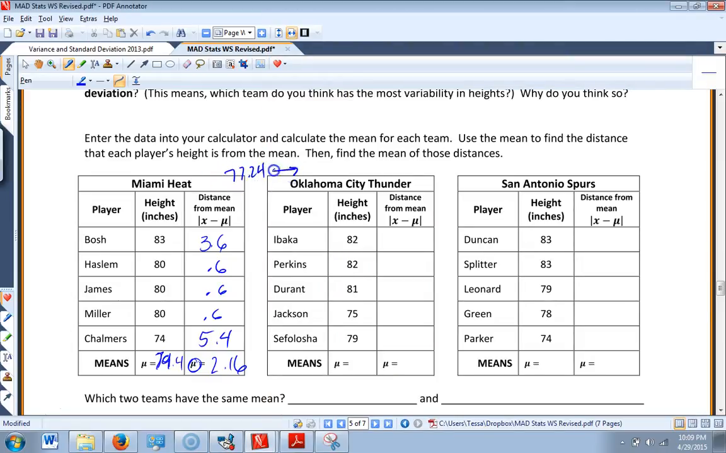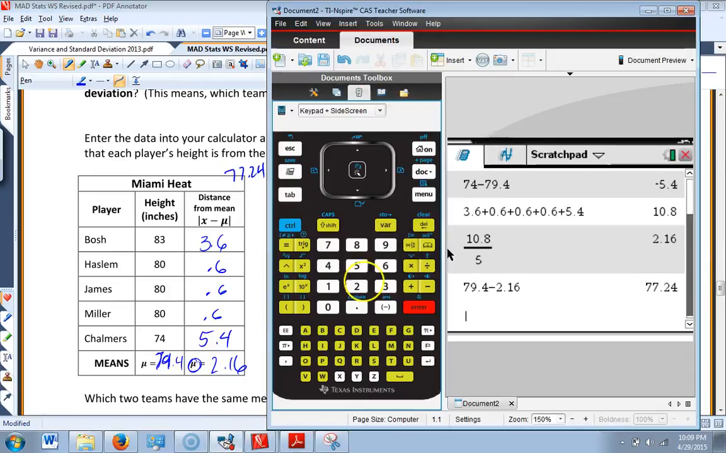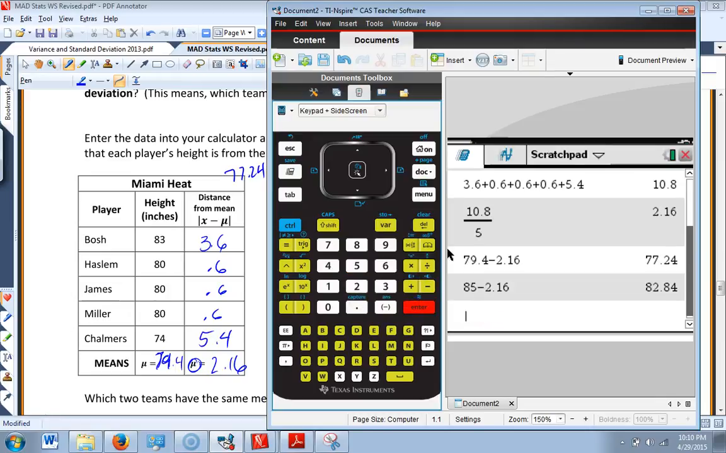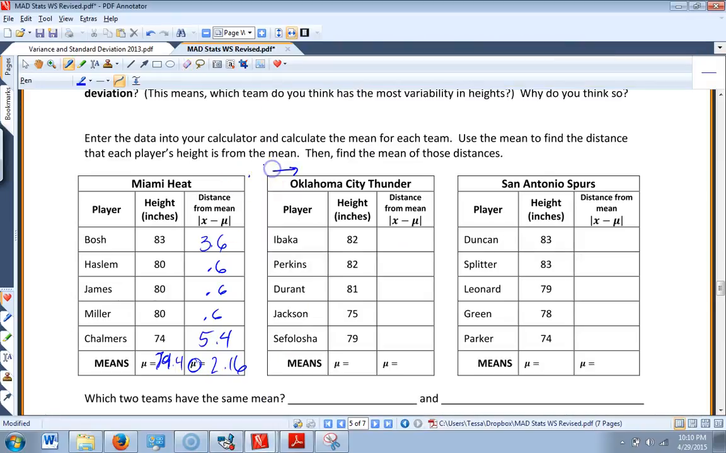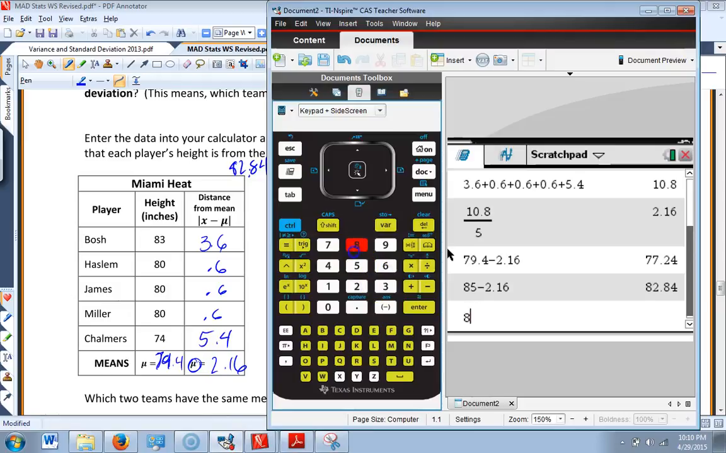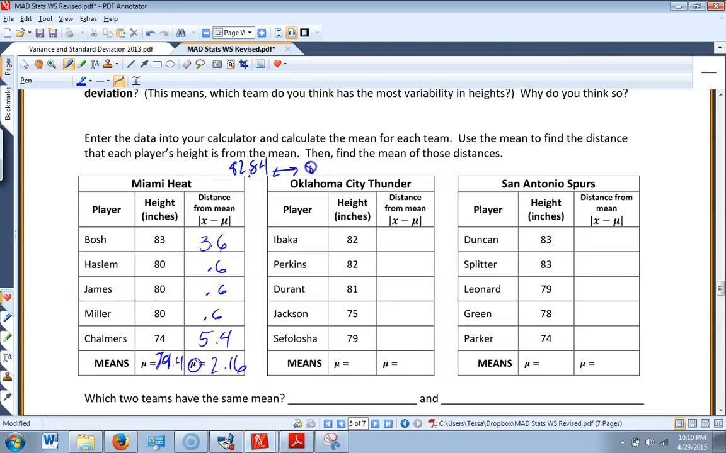So I'll be between 77.24 and, I did the wrong thing, sorry. I'm at 85 minus 2.16. That's the mean. So 82.84. I'm between 82.84 and 87.16. So that gives me a pretty good estimate. If I just go take a test, that's kind of where I'll be.